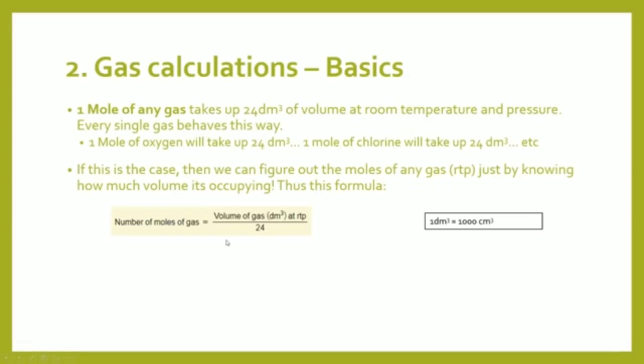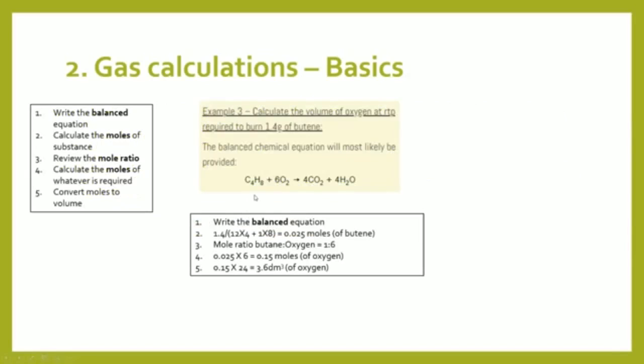So therefore, we have derived this formula whereby the moles of any particular gas at room temperature and pressure, of course, is the volume of the gas divided by 24, because 24 is how much 1 mole would occupy. Remember, 1 decimeter cubed is 1,000 centimeters cubed, and quite often they may say that the volume is whatever in centimeters cubed, so you always have to convert it back to decimeters cubed before applying this equation. So let's take a look at an example.